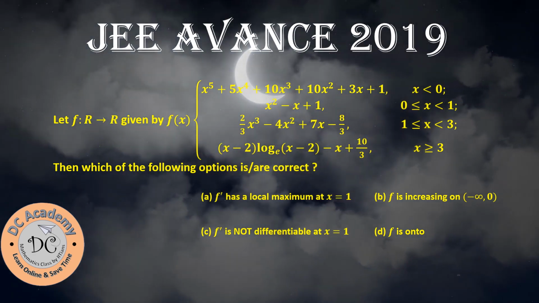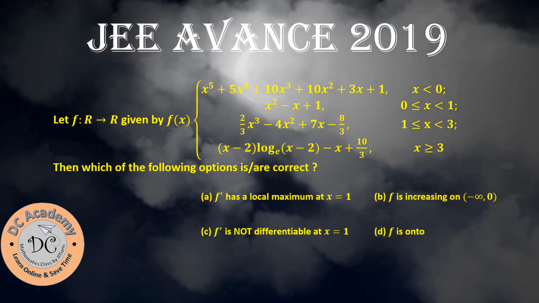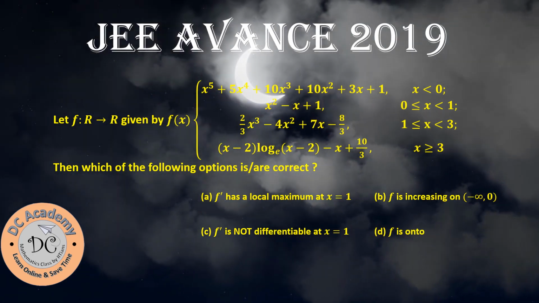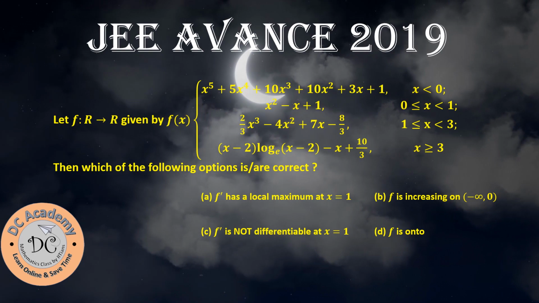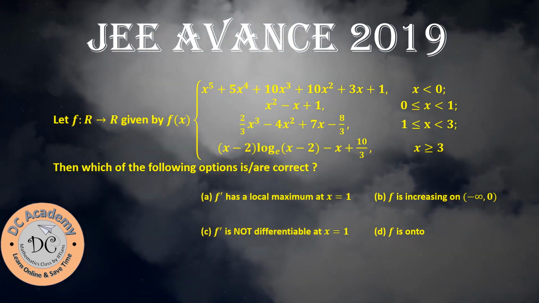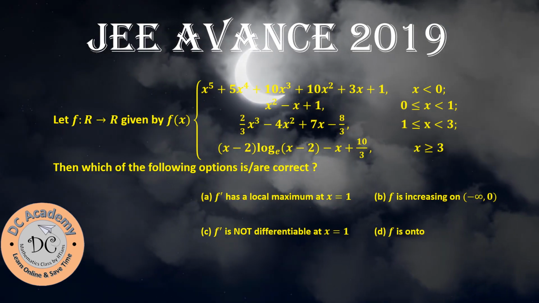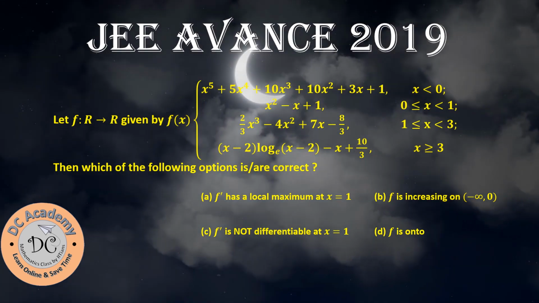In this video, we're going to solve a particular problem which appeared in the year 2019. In this problem, we have a given function f(x) divided into different regions: x less than 0, 0 to 1, and so on. And we have to find which options are correct.